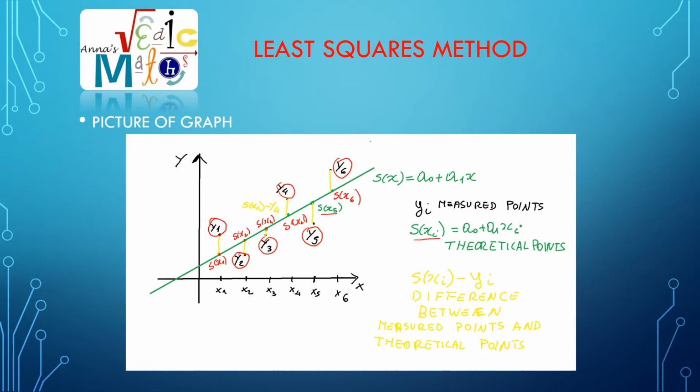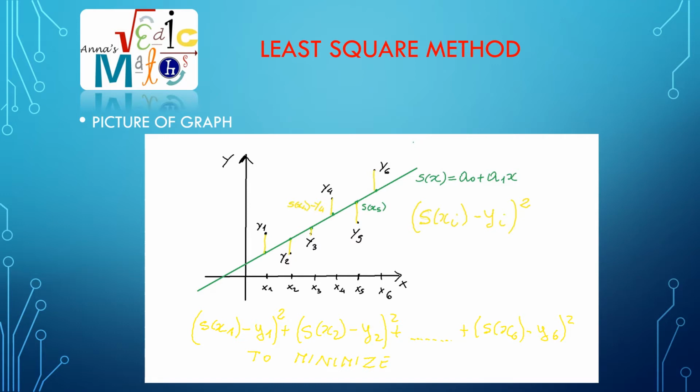The differences between the measured points and the theoretical points are S(xi) minus yi, and you see this difference in yellow on the graph. To have the best line, the condition is to find the coefficients a0 and a1 that minimize the distance between the theoretical points and the measured points.